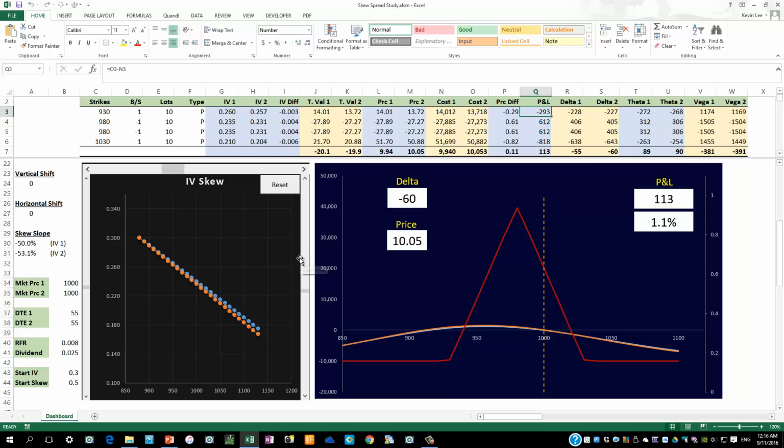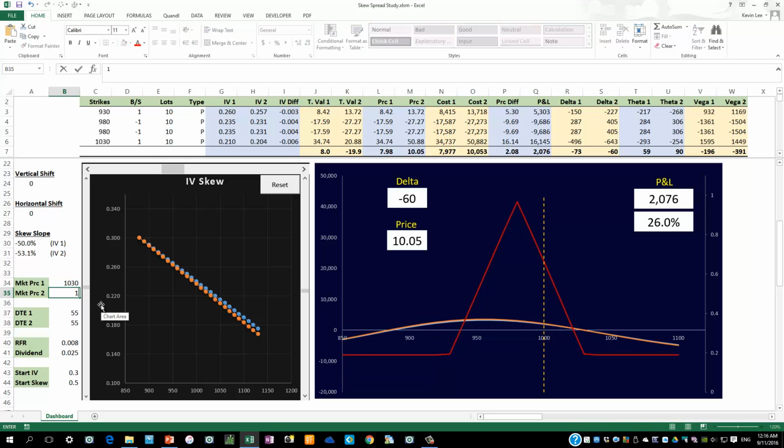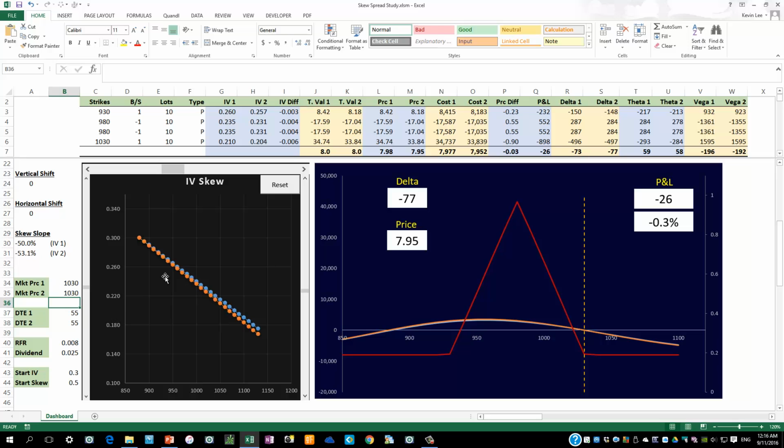Now, let me show you something interesting here. What if I change this and move it to 1030, for example? So now the market is at the long leg on the right. What you can see here is now the time value of the long leg is dominant. See? This dominates, is much bigger than the rest. Therefore, the weighted Vega effect this time is different.